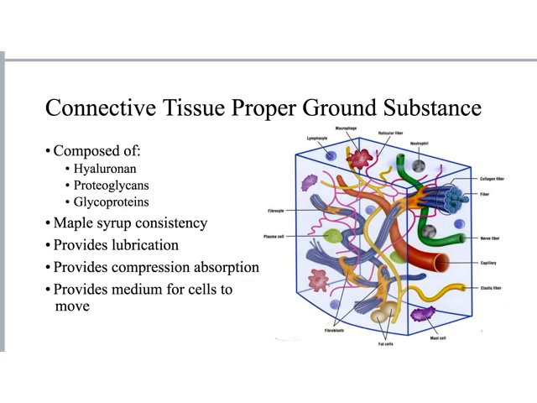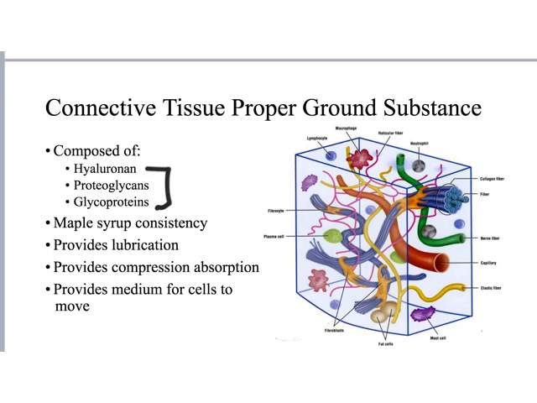Now, the connective tissue proper ground substance is composed of these three substances here. You don't have to memorize those, just know that it's a combination of proteins and sugars and water, and it's got kind of that maple syrup consistency that I was talking of. It's thicker than water, but it's still fluid. It's still able to allow, for example, macrophages and neutrophils and other cells to move in and out in between the fibers.